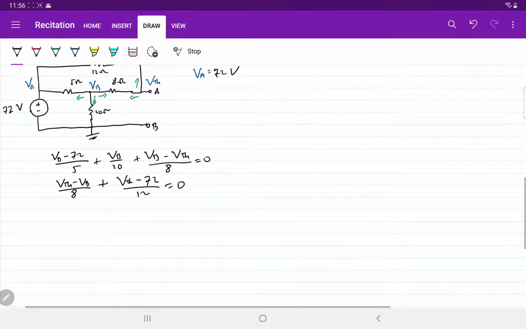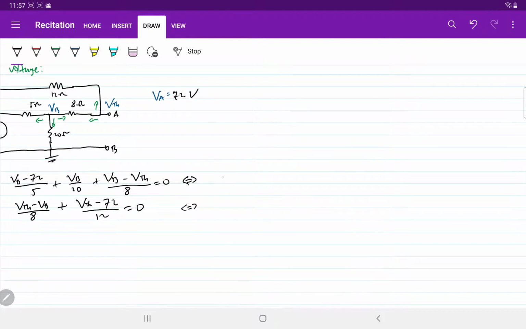Okay, so I have two equations, two variables. We can simplify it into this equation. You can work this out. I get 15 VB minus 5 V Thevenin equals 72 times 8, and this one is minus 3 VB plus 5 V Thevenin equals 72 times 8.